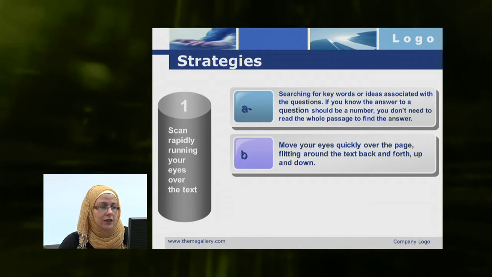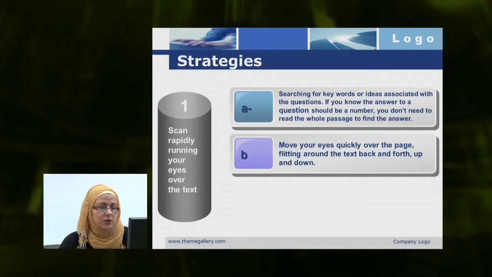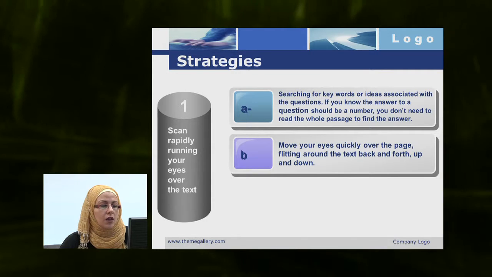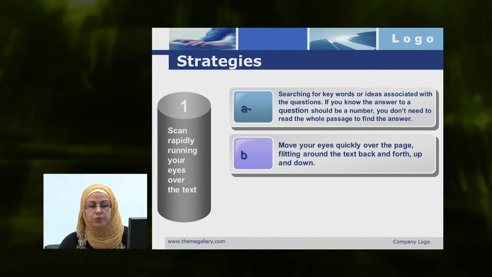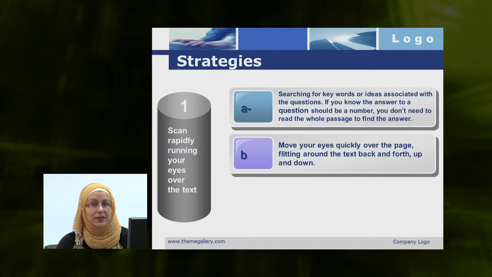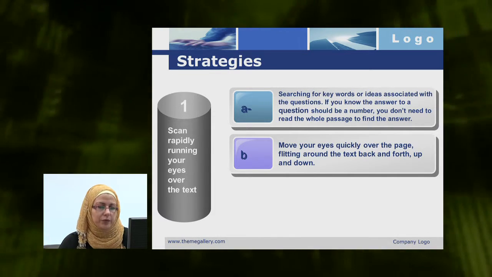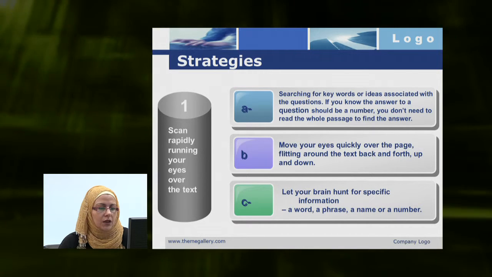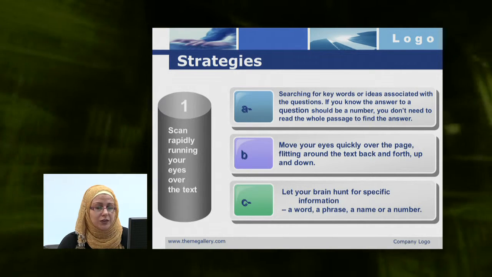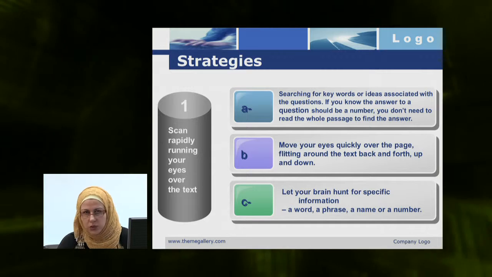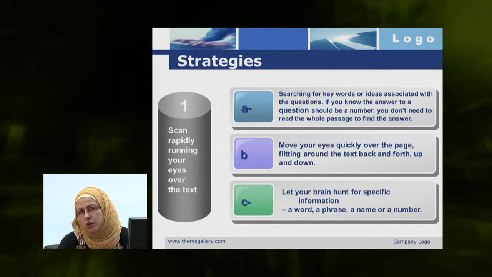You also need to scan rapidly your eyes through the text to flit around the text back and forth, up and down, trying to locate some specific detail. Let your brain hunt for specific information, whether it's a word, whether it's a phrase, a name, or a number.